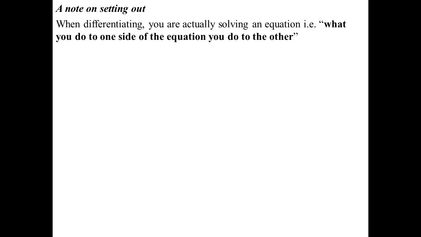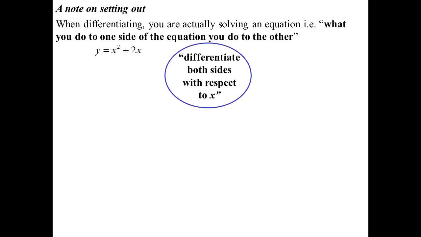I did mention this earlier, but just to formally do it, a note on setting out. When you're differentiating, what you're actually doing is solving an equation. So we still obey the rule: what you do to one side of the equation, you do to the other. So technically this is what we're doing. When we see y equals x squared plus 2x, I'm going to differentiate both of these sides with respect to x. Whatever I do to one side of the equation, I do to the other.